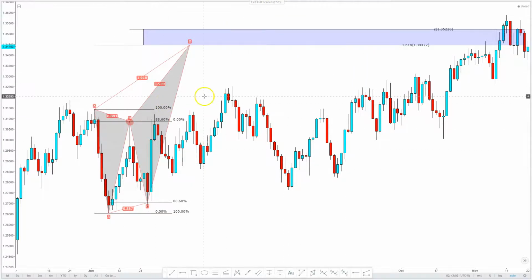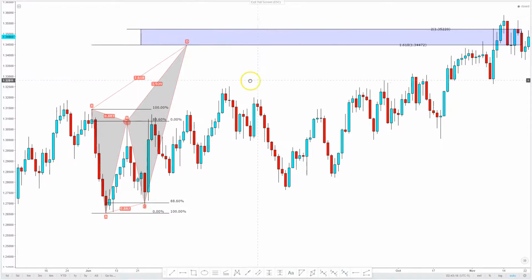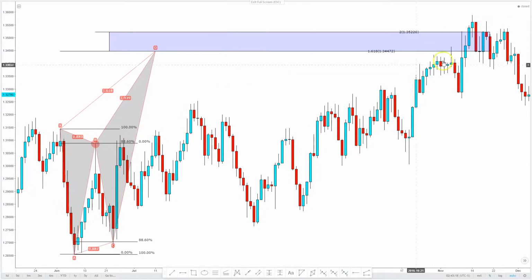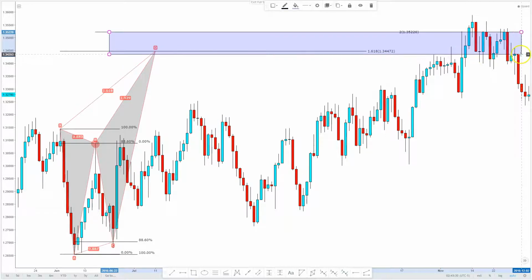So no matter what happens here, as long as this low right here, the C point, and this A point don't break to the downside, we're going to expect this D point to complete. All right, makes sense? Hope that makes sense. Okay, so we're going to scroll forward a little bit. Expand it just a hair, and as you can see, we have a trading opportunity right here to go short.